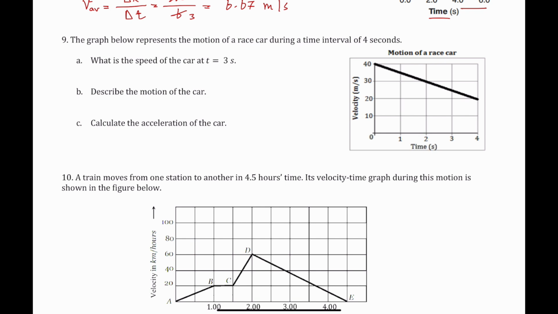9. The graph below represents the motion of a race car during a time interval of 4 seconds. What is the speed of the car at t equals 3 seconds? At 3 seconds, so it's here, we get the instantaneous speed, which is approximately 25.